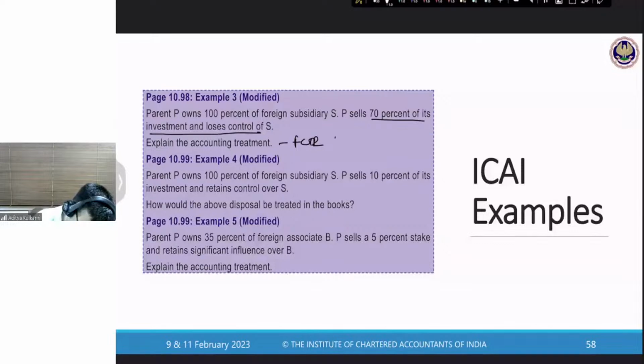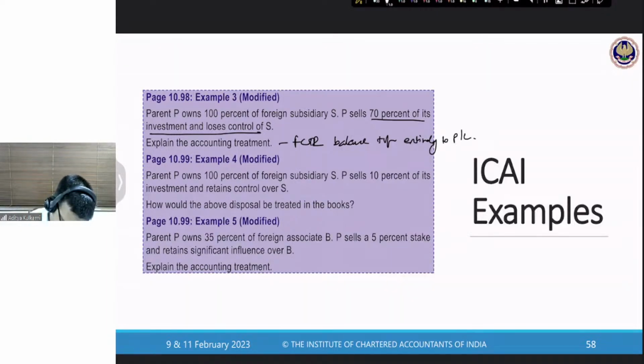FCTR balance transferred entirely to P&L. It is basically asking what is the accounting treatment. As far as consolidation is done, you will remove the net assets, remove the NCI, remove the goodwill, all that you are going to do. Additionally, any FCTR balance which is there, you will transfer entirely to the P&L. So very simple. It's just to make you aware of what you already know.